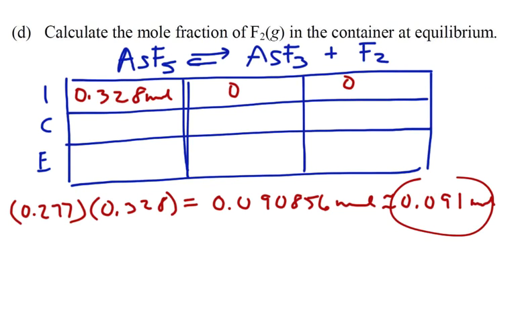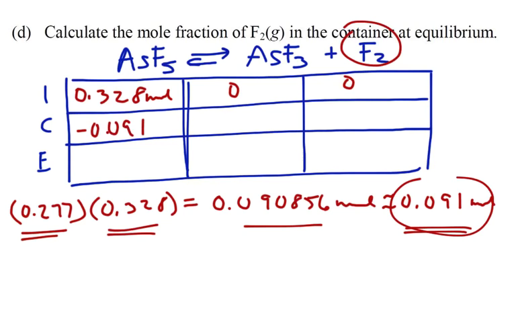The final part of this problem says calculate the mole fraction of F2. So we want moles of F2 over the total number of moles. Way back from part A, we calculated that there were 0.328 moles of AsF5 put into the container. Again, 27.7% of that amount decomposes. So I get a number like 0.091. So it's minus 0.091, and if I'm using up that much, I must be making 0.091 and making 0.091, and these are all moles.